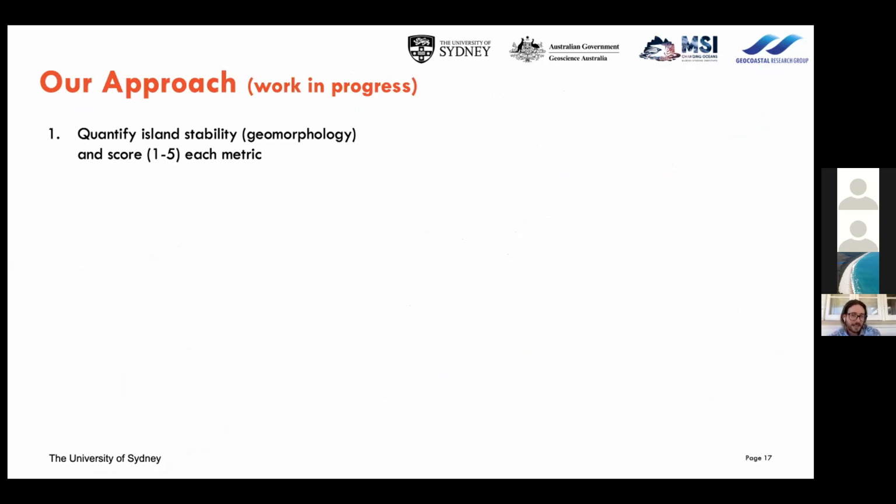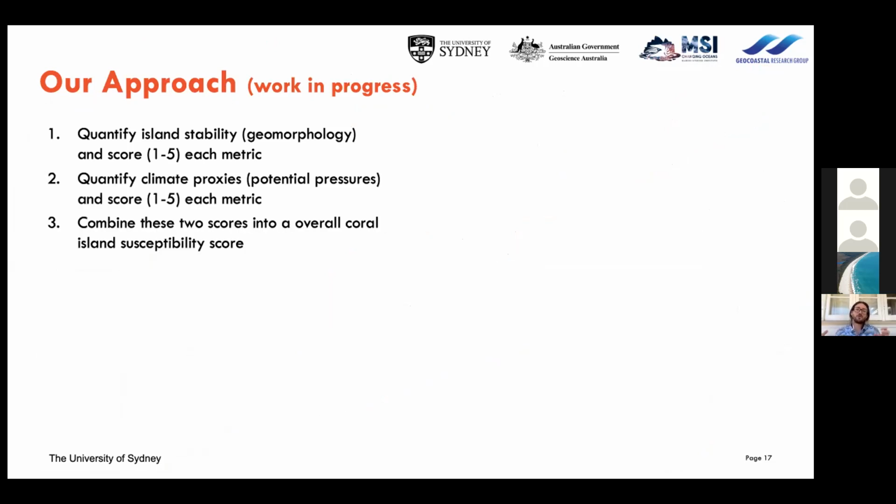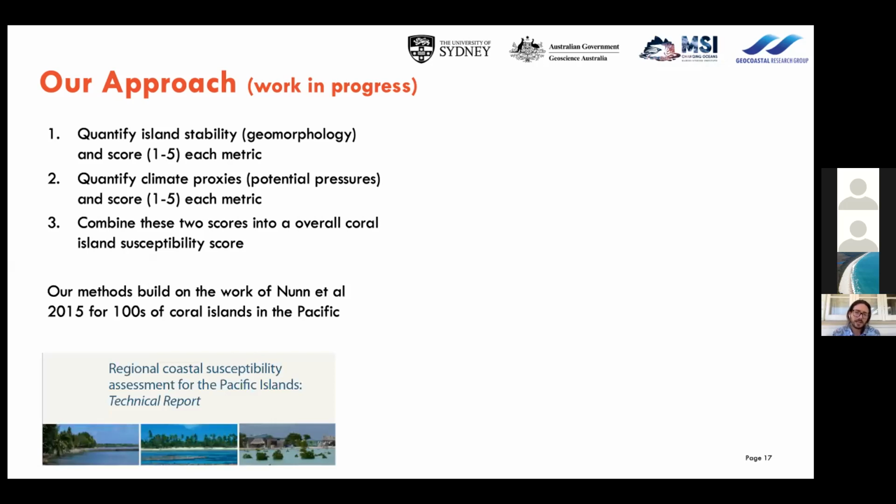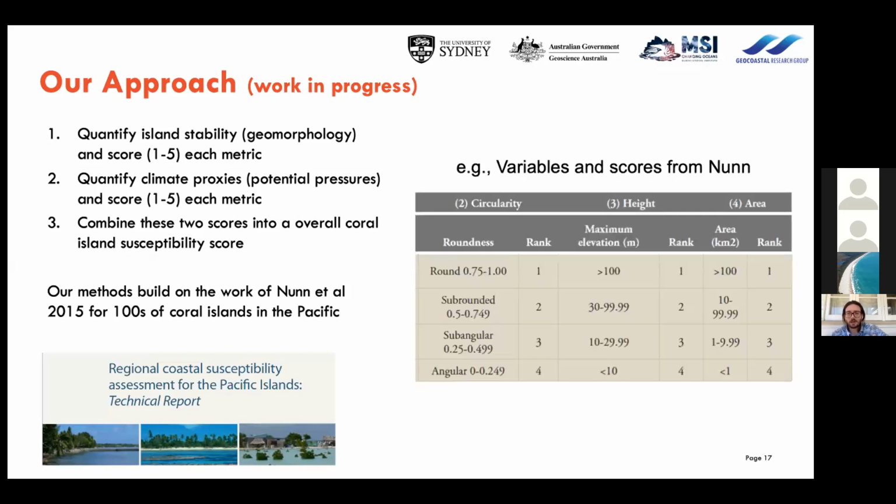So our methods here: we want to quantify the instability, quantify the climate, and then combine two scores based on a number of variables into one nice rating or score of susceptibility. This isn't a new idea. This has been done loosely in the Pacific before by Nunn in 2015, and we've taken their idea of looking at a bunch of variables.